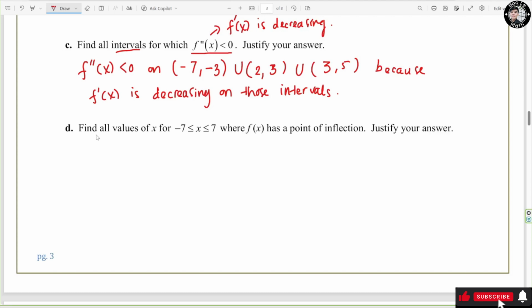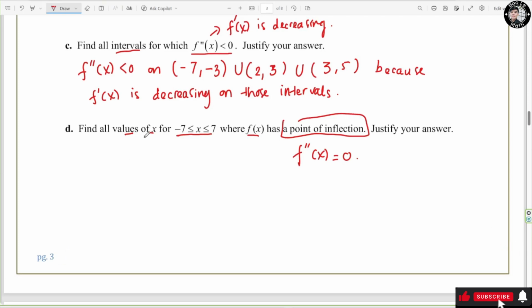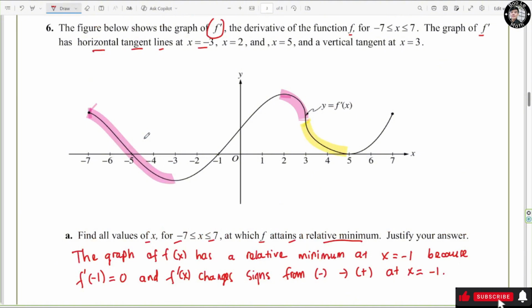Now let's move on to question D. Find all values of s for s from -7 to 7 where the function f has a point of inflection. Now, point of inflection means f double prime of s equals 0, right? So we need to find the values of s where f double prime of s equals 0. So we go back over here. F double prime equal to 0 is right here. Horizontal tangent line right here. -3, 2, right? And 5 right here.